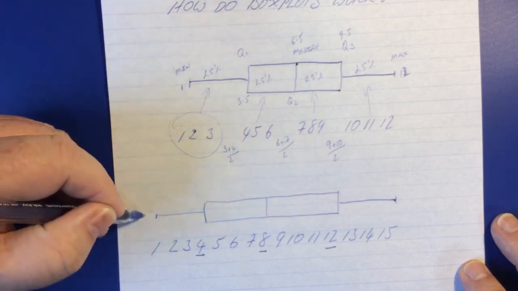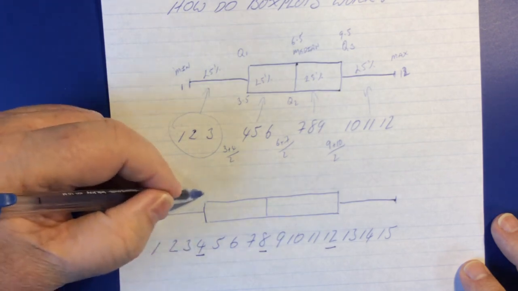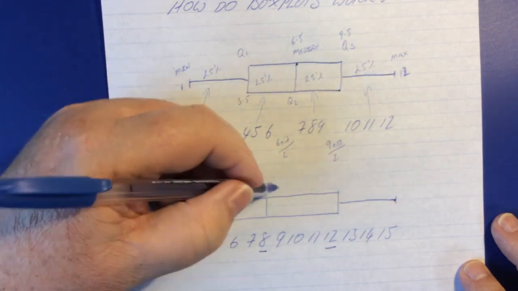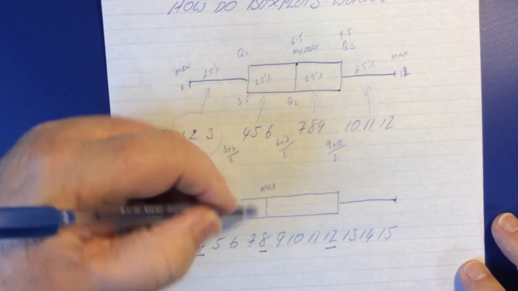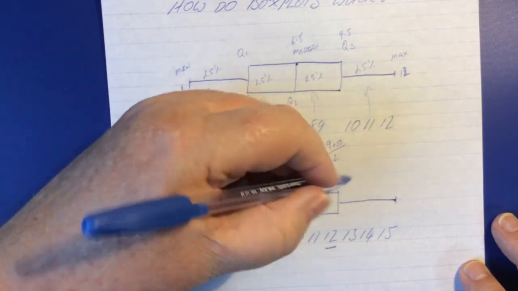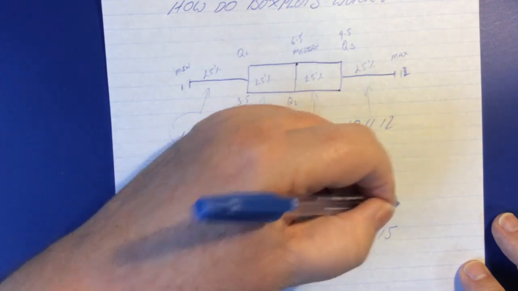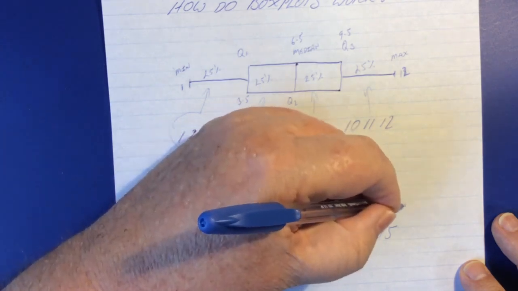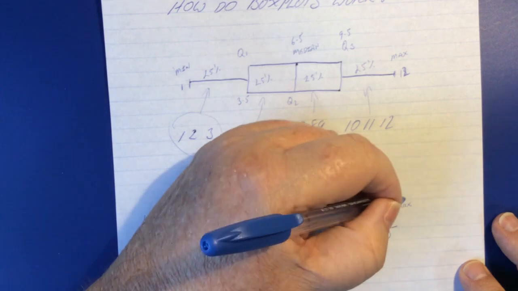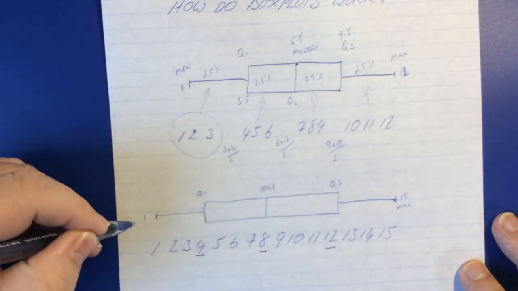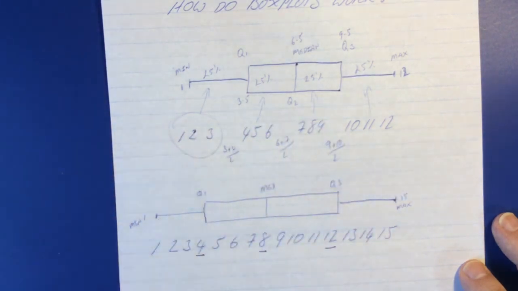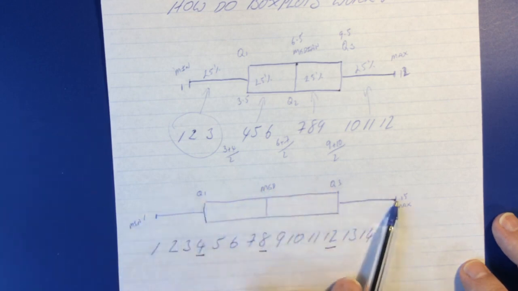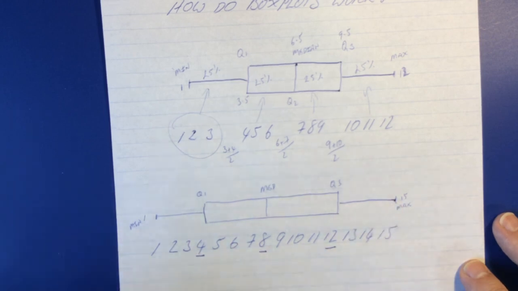The minimum is 1. Q1 is 4. The median is 8. Q3 is 12 and the maximum is 15. And this is the minimum. Okay. Right. So there are 1, 2, 3, 4, 5 things here. This will be important in a moment.